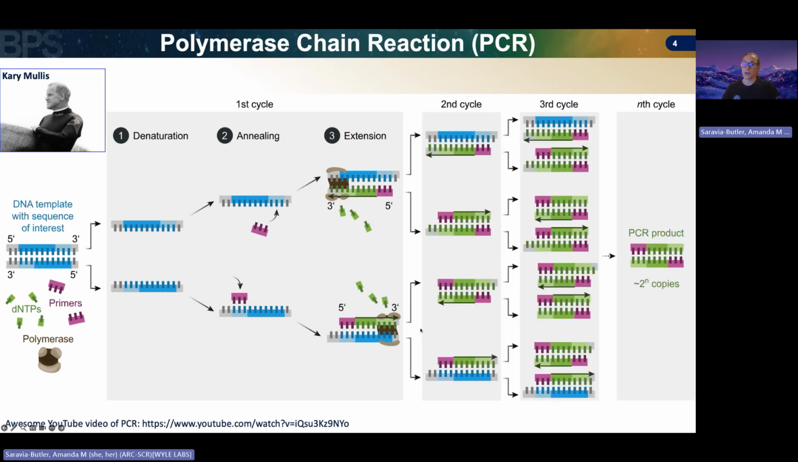This then repeats for multiple cycles, depending on how many cycles you set up your PCR instrument to perform, so that by the end of the second cycle, you will end up with 4 copies of your target region. By the end of your third cycle, you'll have 8 copies, and so on, until you get 2 to the nth copies, where n is the number of cycles that you perform.